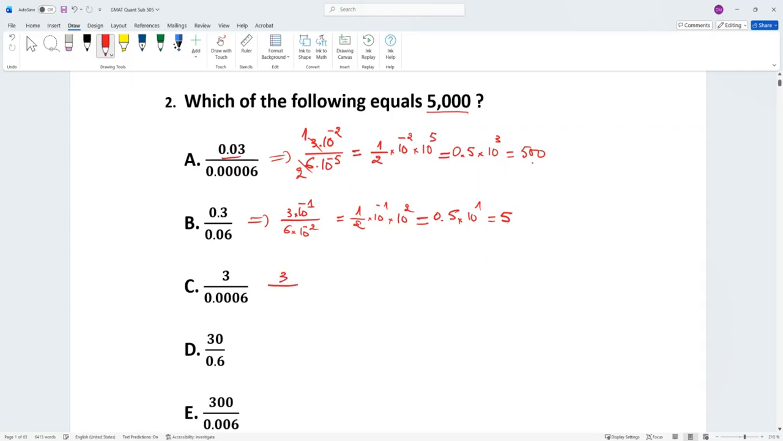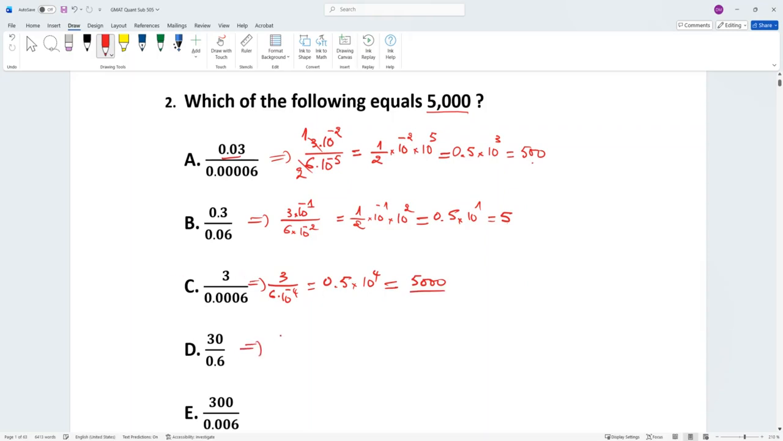So here we will still have 3, 6 times 10 to the power minus 4, which is going to give us 0.5 times 10 to the power 4. Because 10 to the power minus 4 will come up, it will be 10 to the power 4. And this will give us 5,000. So our answer is clearly answer C.